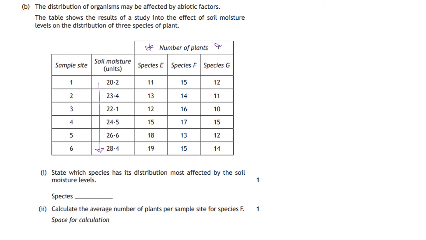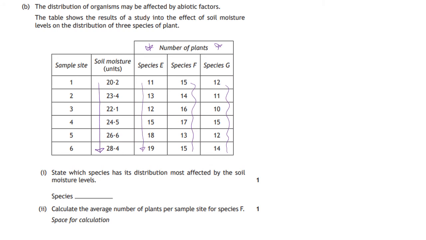So let's look at what's happening to species E. Look at that. As the moisture increases, species E is increasing. Look at F. As the moisture increases, is there really a pattern here? Look, 15 to 14 to 16 to 17 to 13, back to 15. These are all much of a muchness. Look at G, 12, 11, 10, 15, 12. Again, these are kind of all over the place.